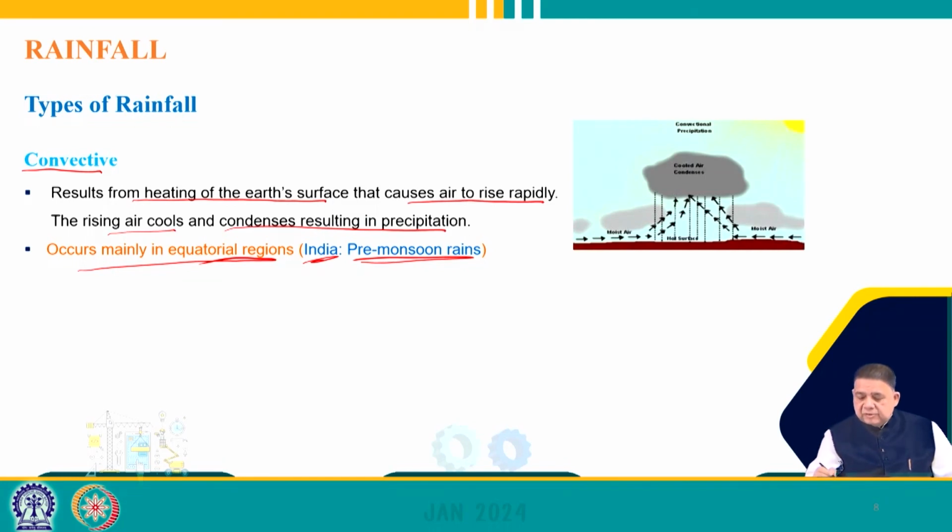So, basically in this case also the process remains the same, that the air gets lifted and condensation occurs. The only thing is that in the cyclone it is a low pressure system which sucks the air. In this case it is the heating of the earth surface that causes air to rise rapidly.